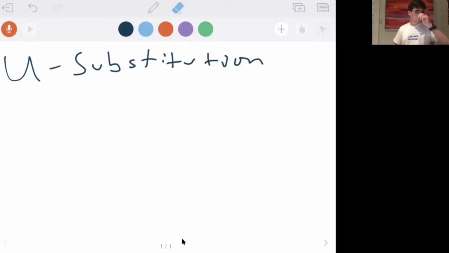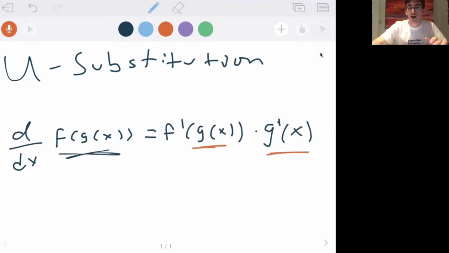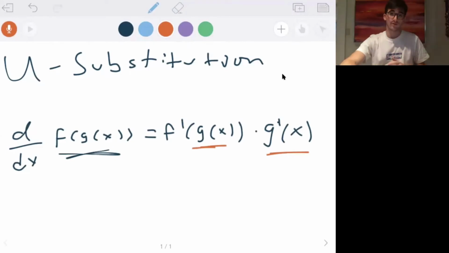Just to recap, the chain rule says that the derivative of a function in a function, or a composition f of g of x, is going to be the derivative of the outside times the derivative of the inside. This is the basis of u substitution. Notice that here we have g of x, and here we have g prime of x. The hardest part about u substitution is actually figuring out when to use it, because doing it is not really that bad. It's identifying when u substitution is going to be useful, so that's what I'm focusing on right now.